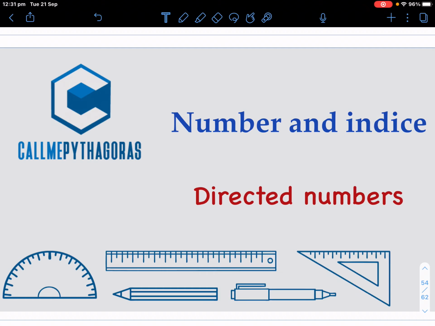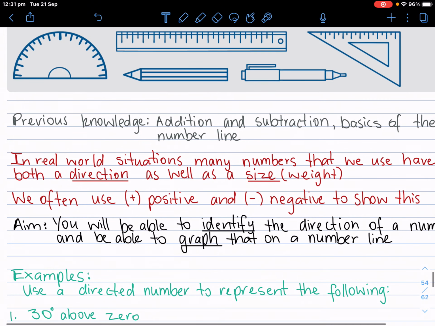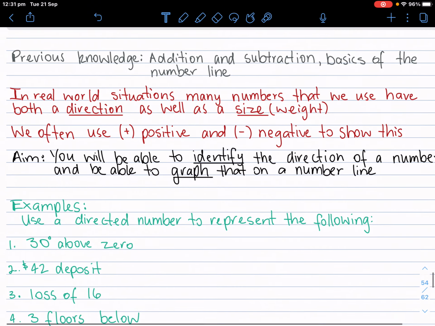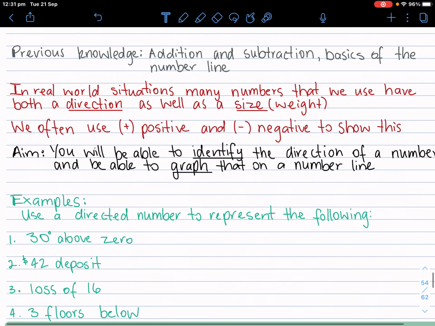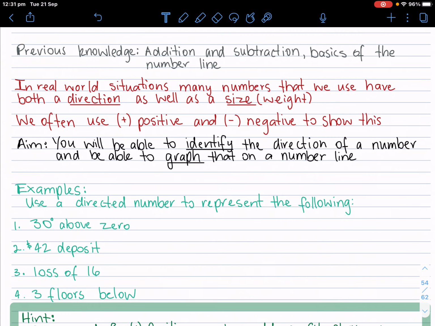Hey guys, so today we're going to be talking about directed numbers as part of Number and Indices. So what are directed numbers? Well, in the real world, many numbers that we use have both direction as well as size, or weight sometimes we call it. And we often use the plus symbol or positive and the negative symbol to show this. And when I go through a few examples, it'll make sense.